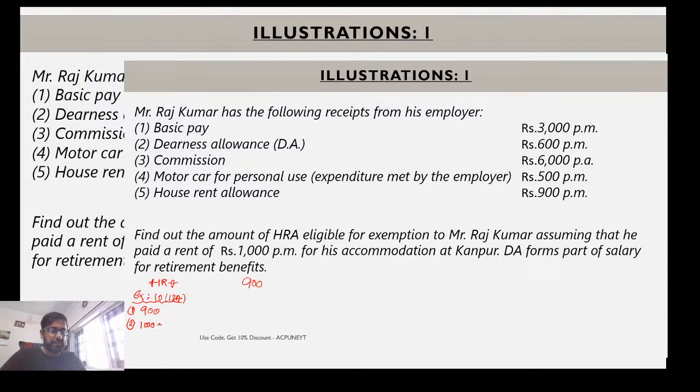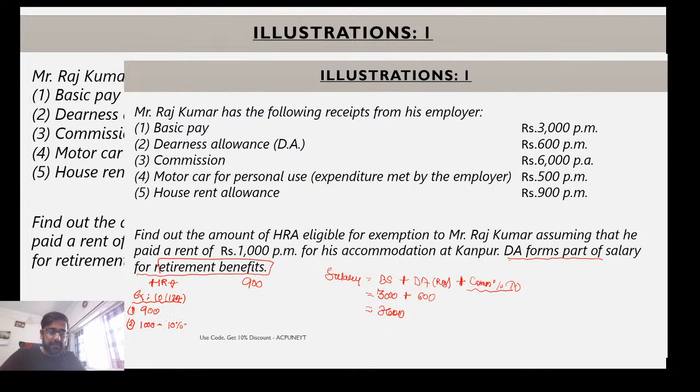Now we have to minus 10% of salary. For this purpose, salary is going to be basic pay plus DA forming part of retirement benefit, plus commission in terms of percentage of turnover. A percentage of turnover commission is not given here. It says that DA forms part of salary for retirement benefit, so it is to be included. Basic pay is given 3000 plus DA forming part of retirement benefit, 600 rupees. So this is going to be 3600.